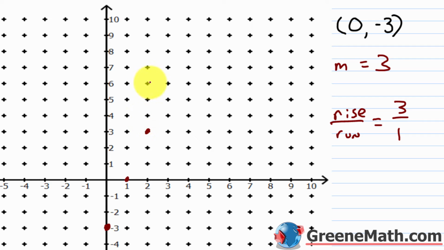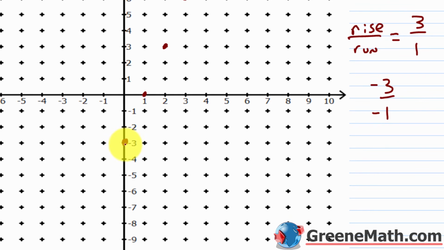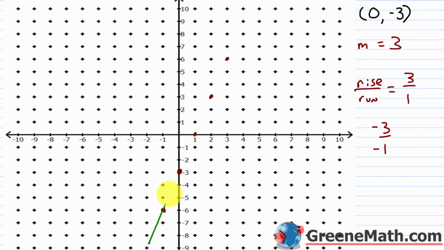Rise 1, 2, 3 over to the right 1. You could also think about this as negative 3 over negative 1. Negative over negative is positive, so these two are the same. So I could start here and fall 3, 1, 2, 3, go to the left 1. And if I start from here and follow the original one, go up 1, 2, 3 to the right 1, I'm back on the line. So let's graph this guy. Again, this is y equals 3x minus 3.